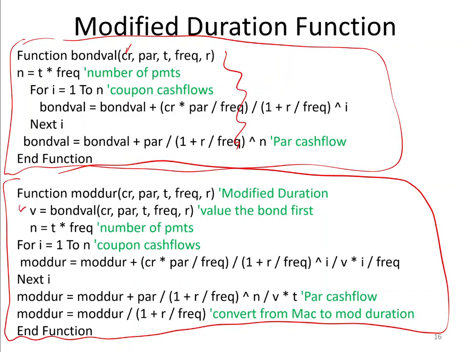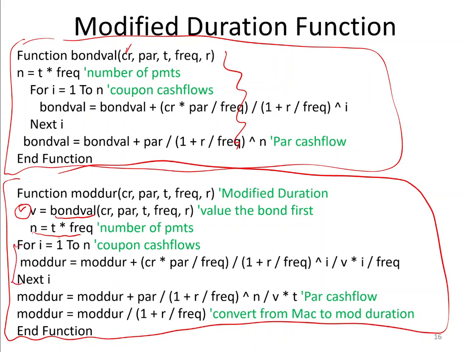Now, why wouldn't I just replicate the code of bond val? Well, maybe you found a mistake in it, and then you have to correct it in 2 different places. So it's nice to have modular code, and that you can just create one piece of code, then refer to that code in another program. Okay, so I value the bond by calling on bond val, and then I figure out how many payments there are, T times frequency, and then I do the weighted average.